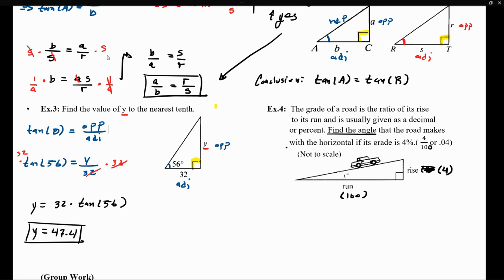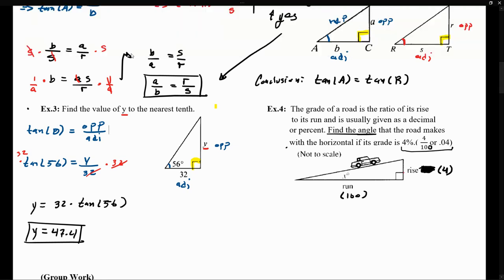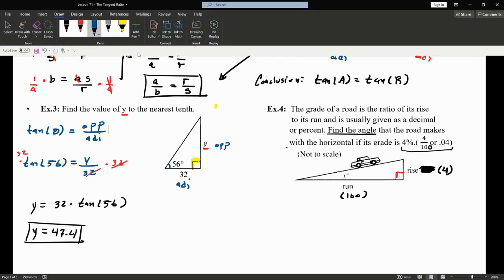So this is just what we mean by a horizontal if its grade is 4%. That is saying that if I increase by 4 units, I'm also moving 100 units. But the most important thing here is just the setup, which let's just assume that this is not given, and we have this following diagram where we have a right triangle, and we know that the rise is represented by 4 and the run is represented by 100.